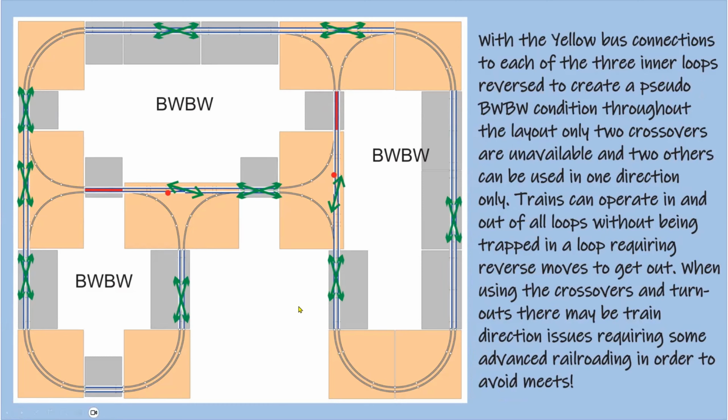Now, although these crossovers are available in the directions indicated, you may wind up with opposing trains on the same tracks. So if you're going to be doing something like this and wish to use the crossovers to get to and from the various loops, there may be some railroading involved that you'll have to be aware of.